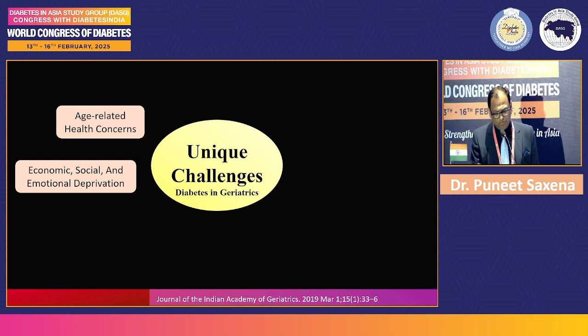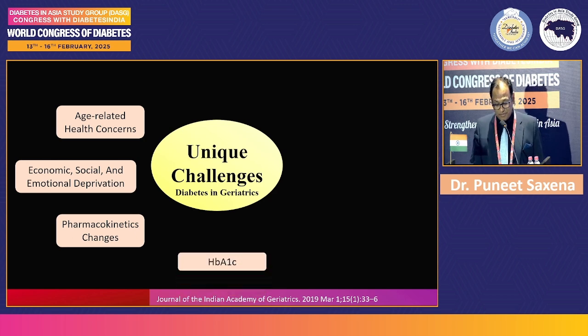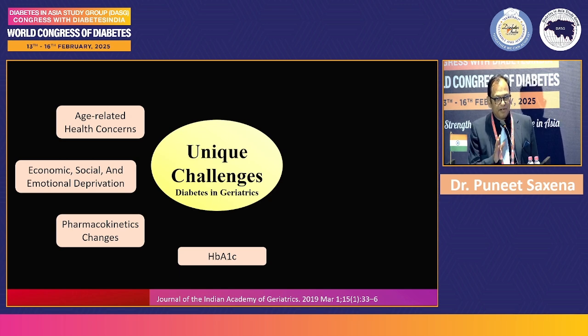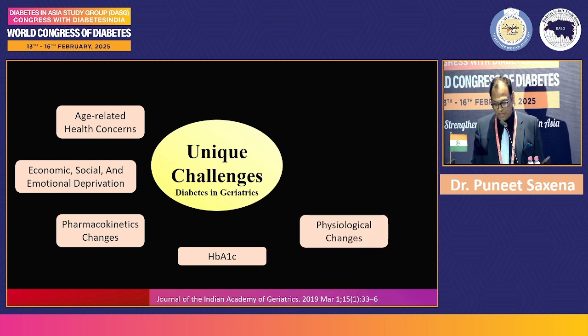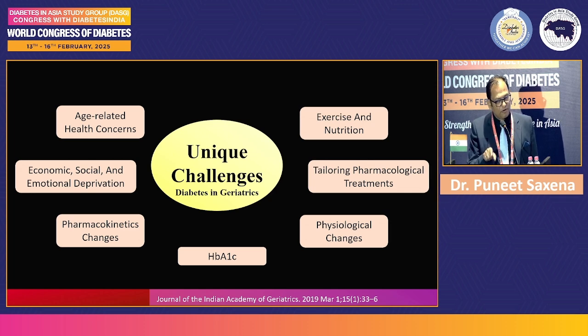There are age-related health concerns which affect even non-diabetics, then economic and social ones, and we have already seen the pharmacokinetic changes: the clearances, how the drug is distributed, dehydration, declining liver and kidney function, and changes in fat mass, muscle mass, and bone mass, so the distribution of drugs is different. HbA1c is not very reliable in the elderly population. Most of the time we rely on HbA1c, but when you're dealing with the very elderly, please don't rely on it. I will tell you why later on. Physiological changes come in. Tailoring pharmacological treatment is the essence and the key for management, and nutrition is equally important, the most neglected part in old age. And finally, hypoglycemia bars the management of this elderly population.